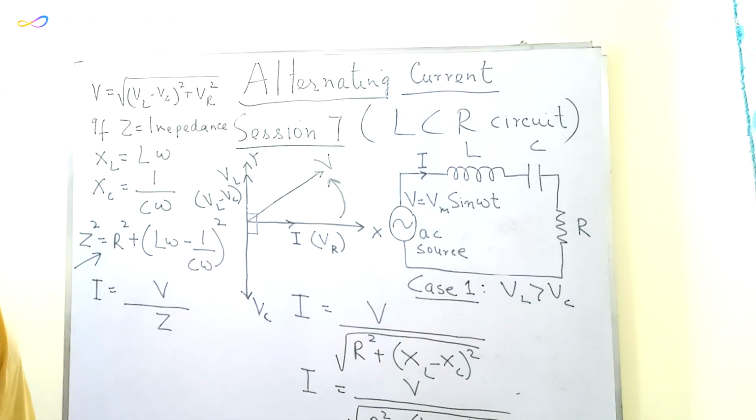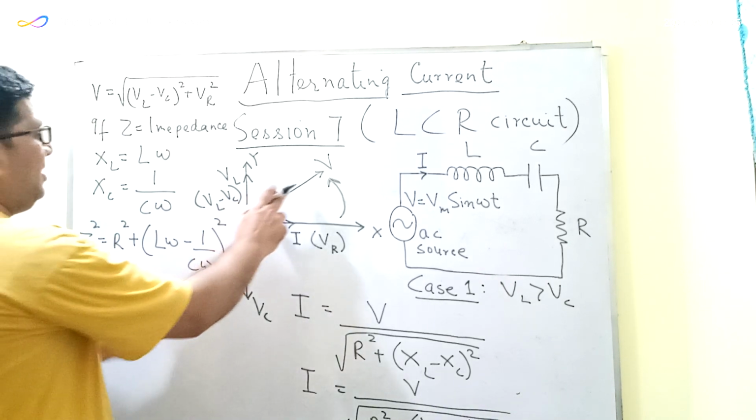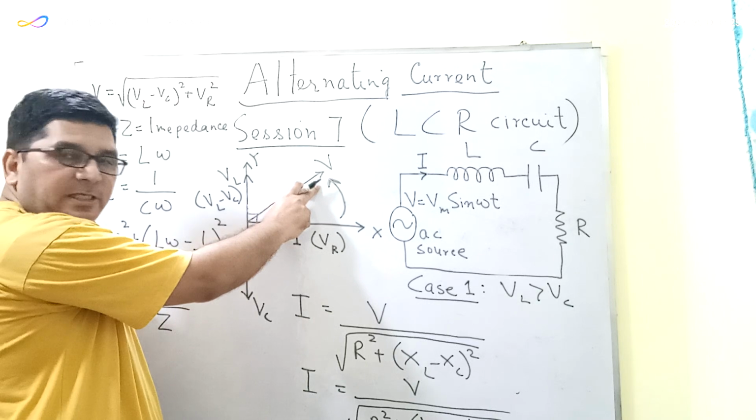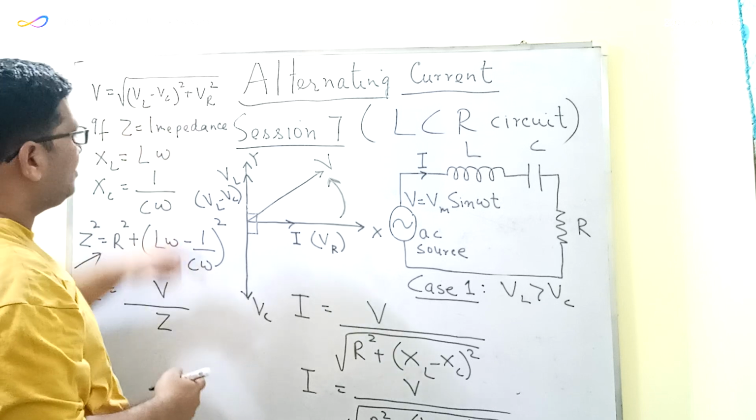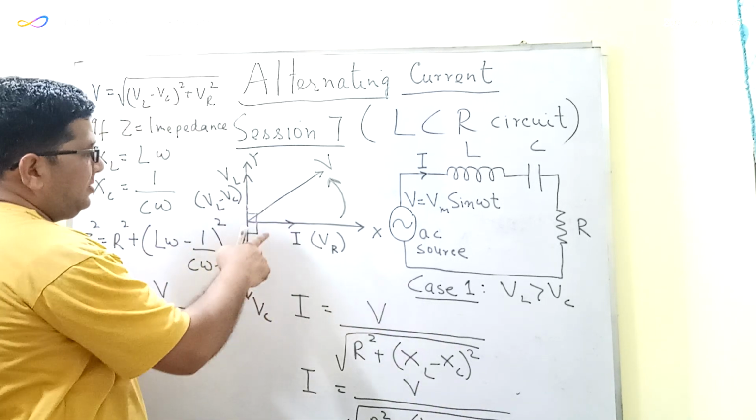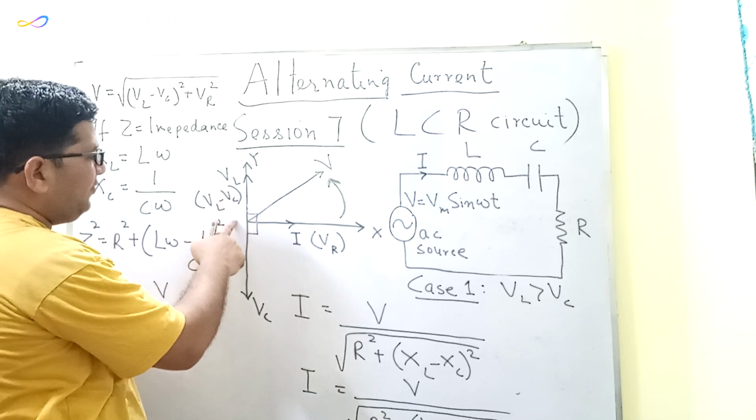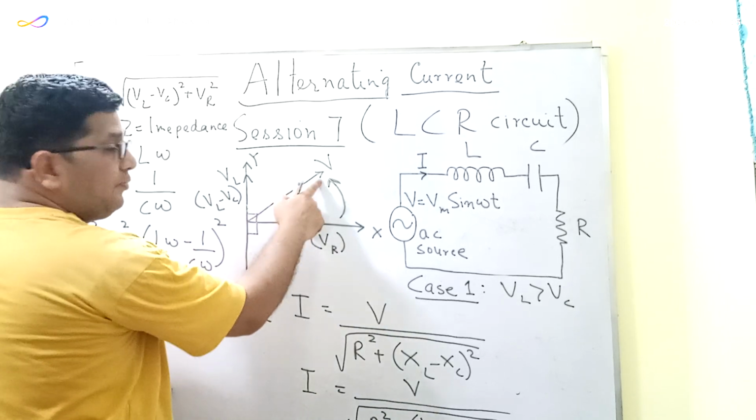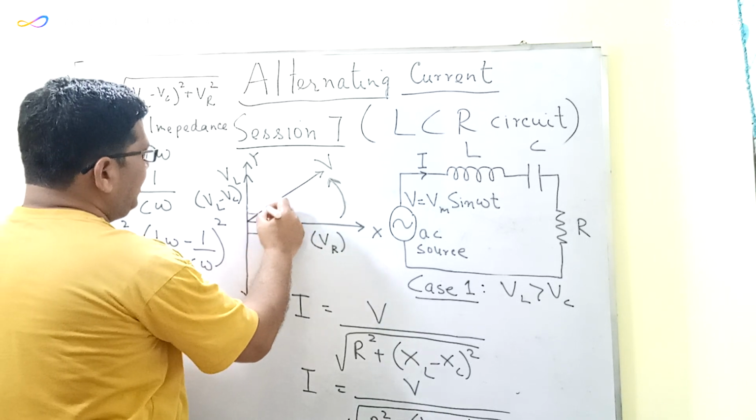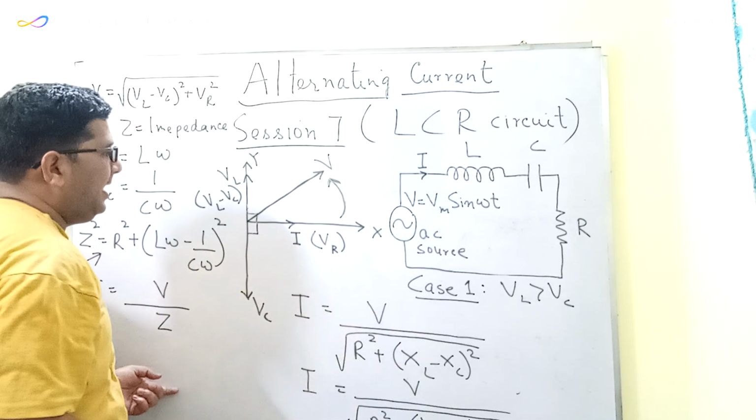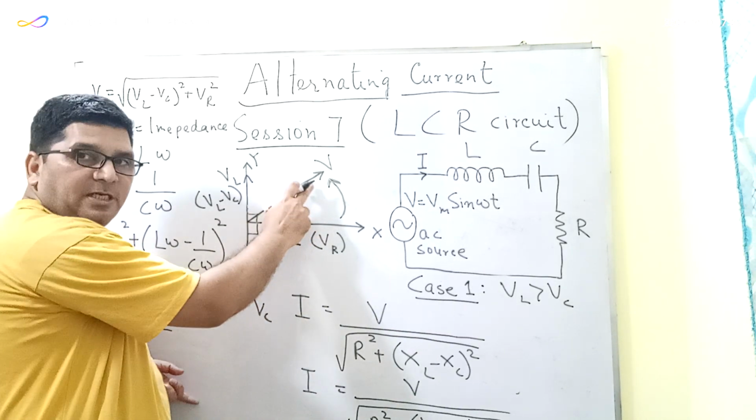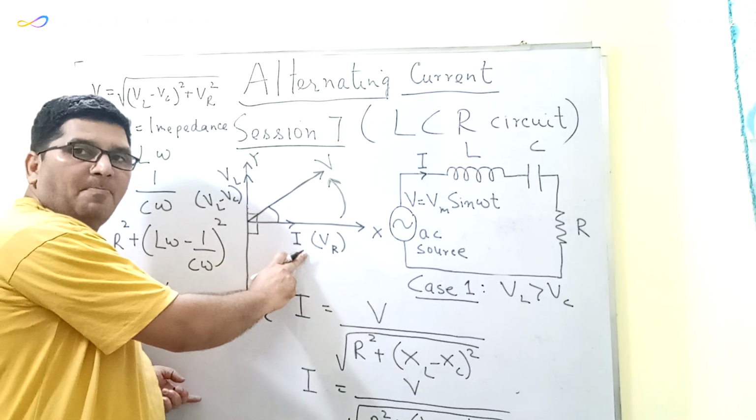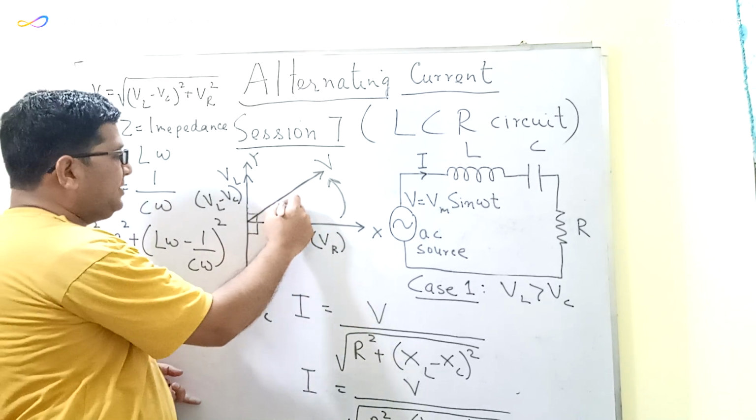Now similarly, let's come to this voltage. The resultant voltage of this LCR circuit is equal to the square root of VL minus VC whole square plus VR square. Now if the value of VL is greater than VC, in that case the direction of the resultant voltage is given by this arrow here, and you can see that this resultant voltage is leading the current by some angle. Let us say this is angle theta.